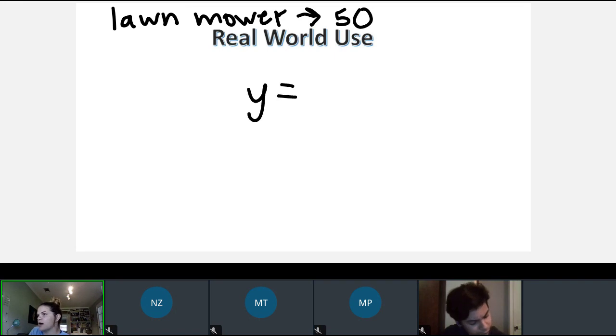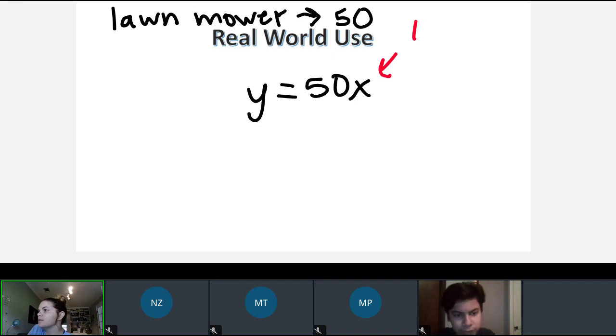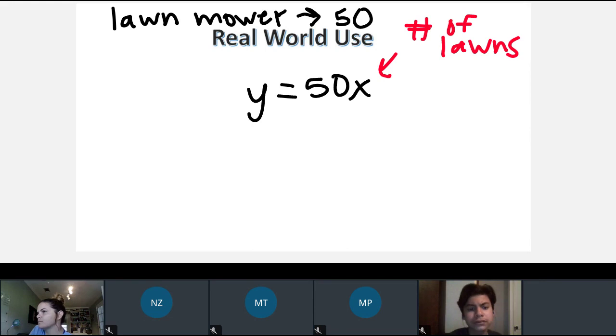So this is our equation, y equals 50x. x here is going to be the number of lawns that I mow, right? So x is my independent variable because that's what changes, right? If I mow one lawn, I get $50. My y is 50.